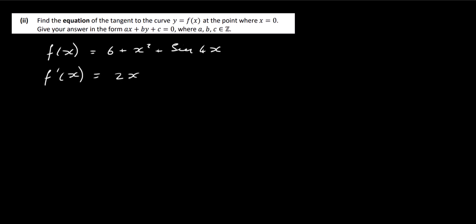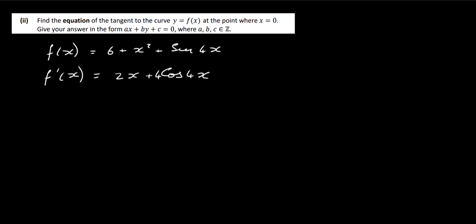So this is part 2. Find the equation of the tangent to the curve y is equal to f of x at the point where x is equal to 0. Give your answer in the form ax plus by plus c is equal to 0. Okay, so remember f of x was 6 plus x squared plus sine 4x, and f prime of x then was just 2x plus 4 cos 4x.